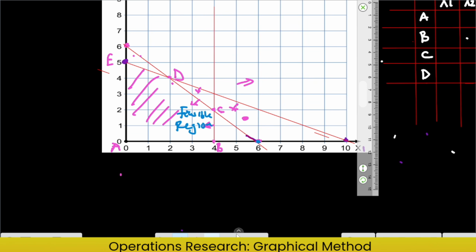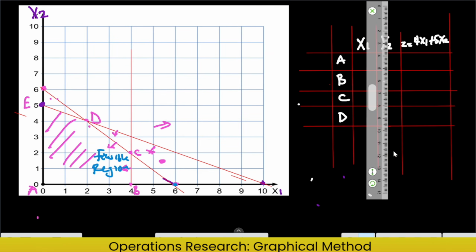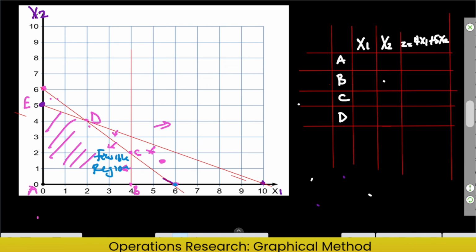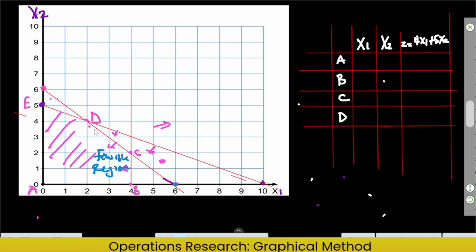Okay. Now after that, what are we going to look at? We are going to look at the points that give us the feasible region. So let's take the value of A and look at the corresponding parameters. So if you look at A, the parameters we have under A is 0, 0. So we just write x1 is 0 at that point and x2 is also 0. If you put into the equation, you have 4 times 0 plus 5 times 0. That will give us 0 here.